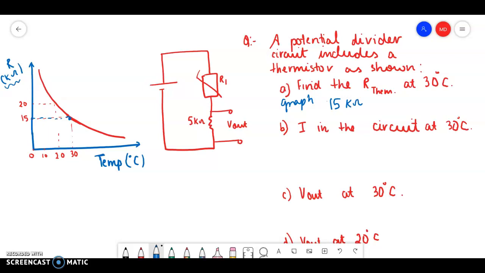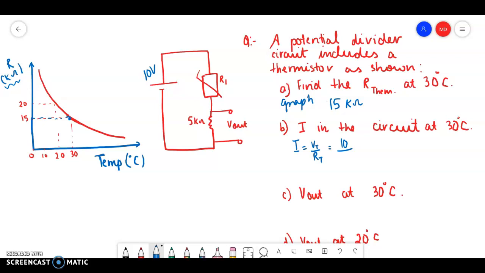Find the current in the circuit at 30 degrees Celsius. So we know, using Ohm's law, I equals V over R. We're finding the total. Total input voltage is 10, and the total resistance will be the resistance of R1 plus R2.